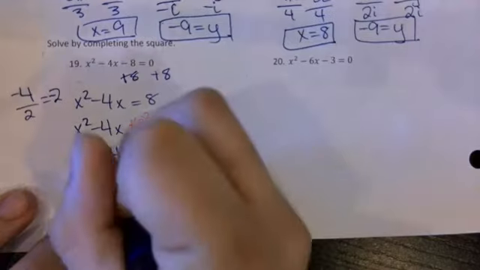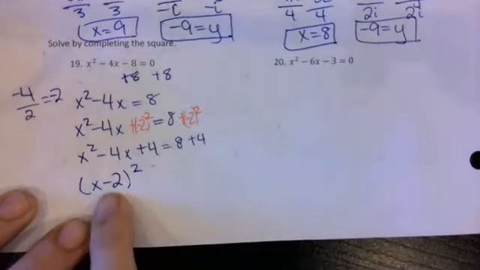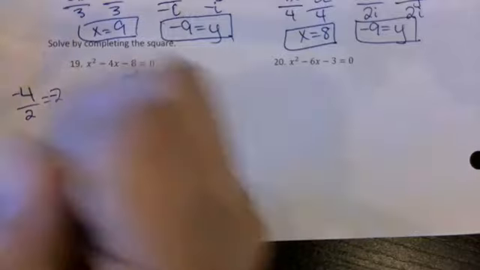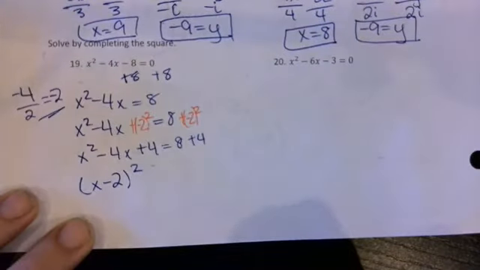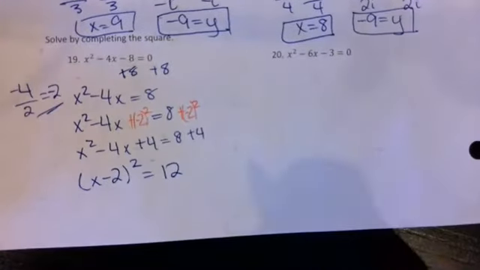Okay, so then I have x minus 2 squared. And the reason it's squared is because negative 2 times negative 2 is positive 4. Negative 2 plus negative 2 is negative 4. And additionally, notice this is the number that I got from finding the half earlier. 8 plus 4 is 12.